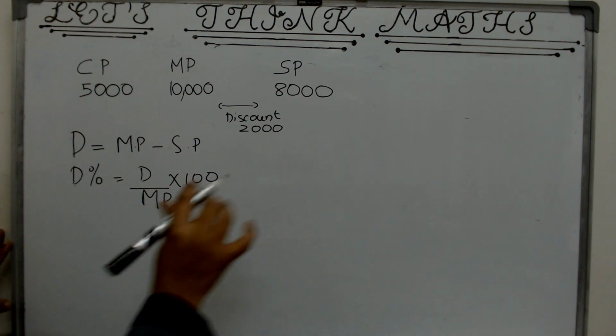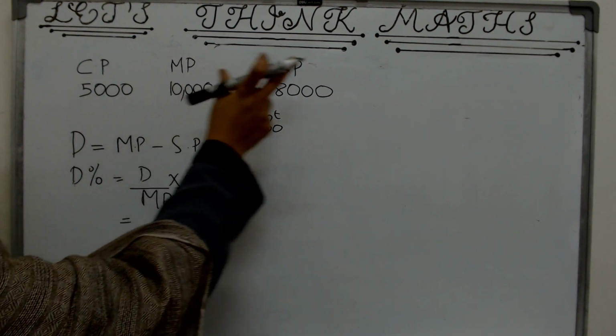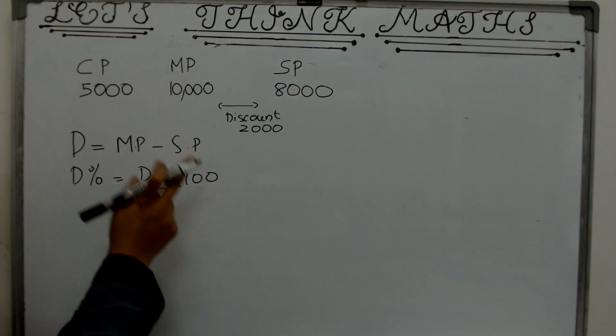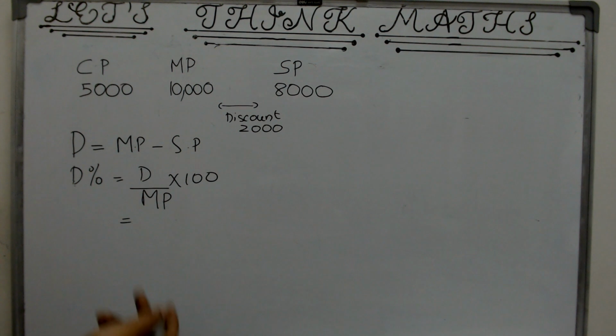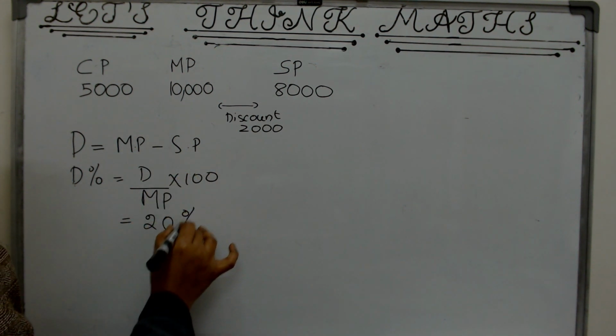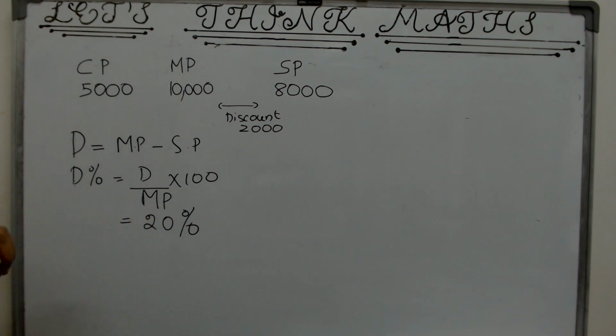Everything follows the same logic. Profit percentage, increase percentage, decrease percentage, same logic. Initial value, final value, difference. Then difference by the initial value into 100. Here what is it? 2,000 by 10,000, that would be 1 by 5. 1 by 5 into 100 would be 20. So this is the formula. This is how you find the discount percentage.